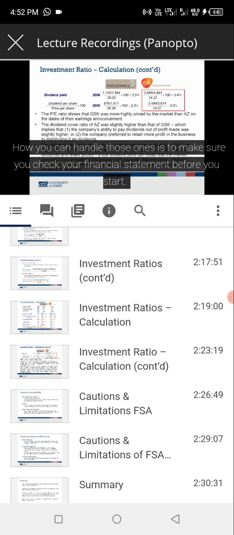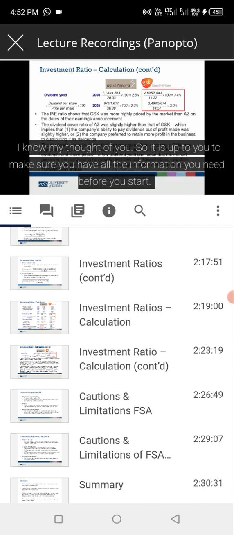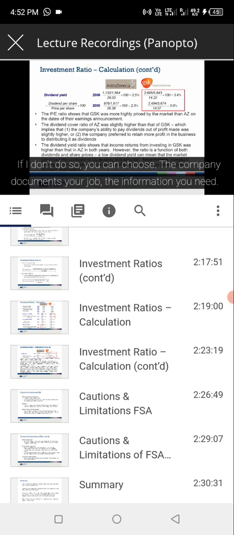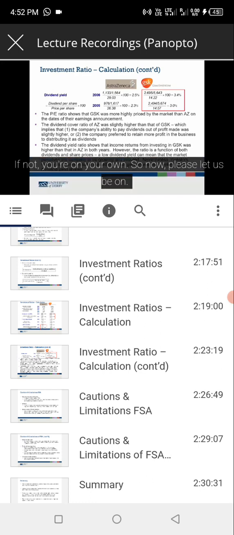How you can handle those ones is to make sure you check the financial statement before you start and you have all the information you need. We are not restricting you from choosing any company. You can choose any company as long as they have the information you need. If you decide to choose that company and you don't do the relevant calculation, that is your own headache and not mine. Is that okay? So it is up to you to make sure you have all the information you need before you start. So you can choose the company, just make sure they have the information you need. If not, you're on your own.